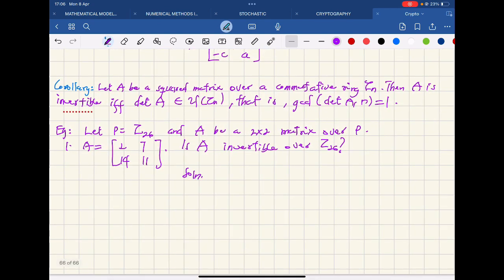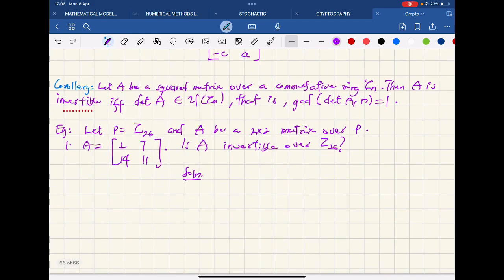Before A will be invertible, we first have to check the GCD of the determinant and the modulus n. So in this case, our n is 26. If the GCD is equal to 1, then it means our matrix A is invertible. So the first thing that we have to do is check the determinant of A. The determinant of A is 2 times 11 minus 14 times 7, and that is equal to 22 minus 98, which is equal to minus 76. Then modulo 26, and that is equal to 2.